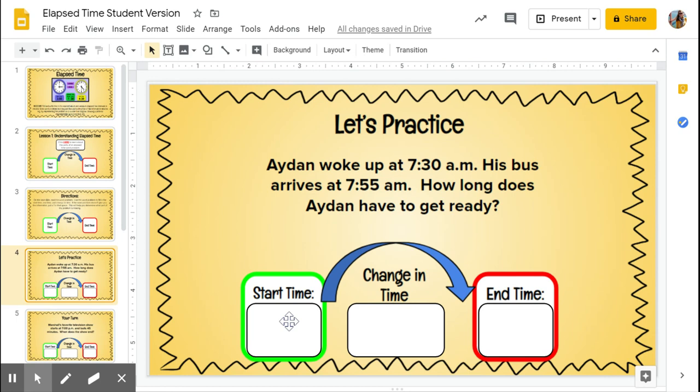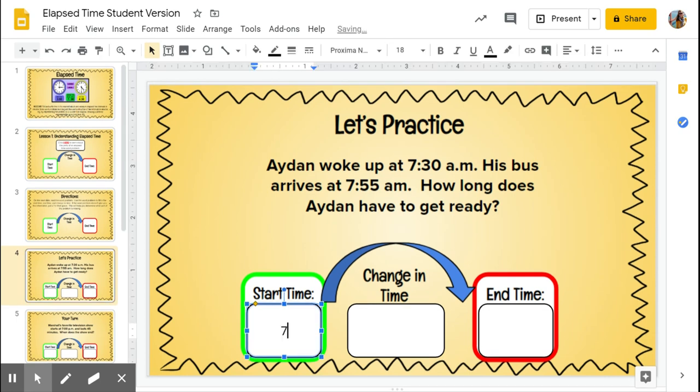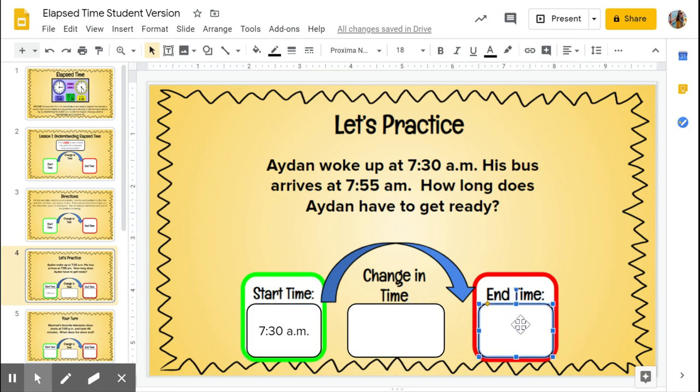That would be our start time. So I'm going to go ahead and put 7:30 a.m. as our start time. His bus arrives at 7:55 a.m. So that's our end time. That's when he has to stop getting ready for the day and actually leave for school. So 7:55 a.m. would be our end time.